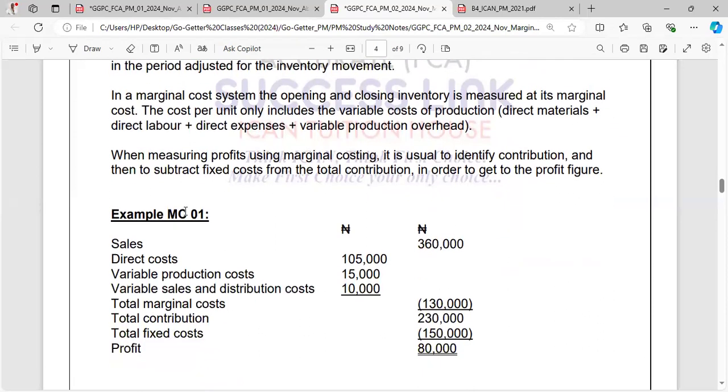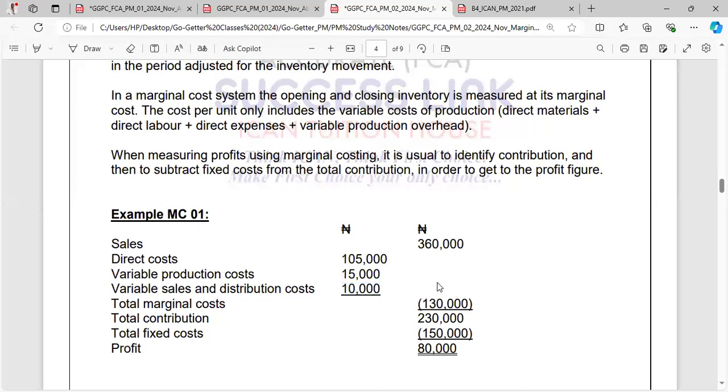When measuring profit using marginal costing, it is usual to identify something called contribution and then subtract fixed costs from the total contribution. For example, we have sales. This is our sales figure, 360. Then we have our direct costs. This direct cost could be direct material, direct labor, direct expenses. All of this gives you 105. Then you now have variable production costs. These are still marginal costs. Then we come to variable selling and distribution costs.